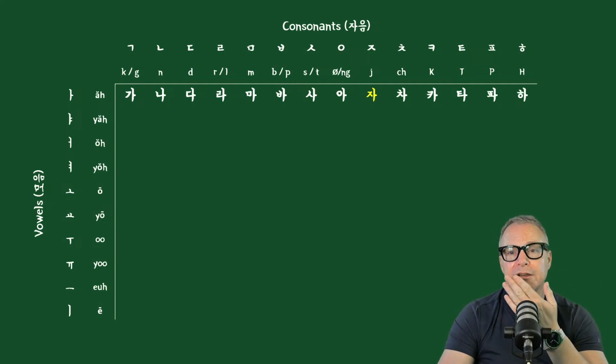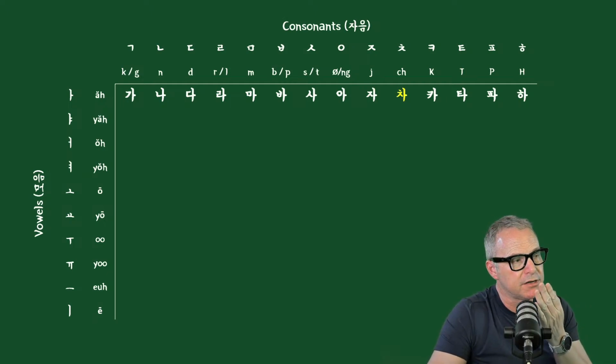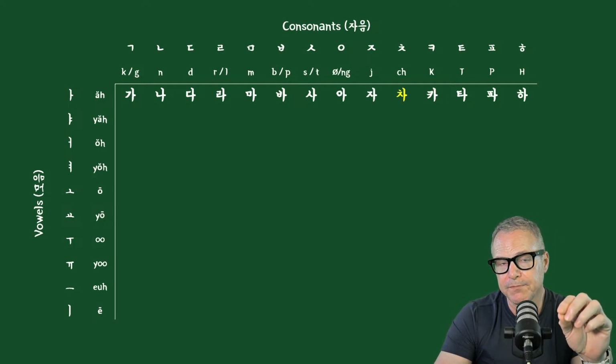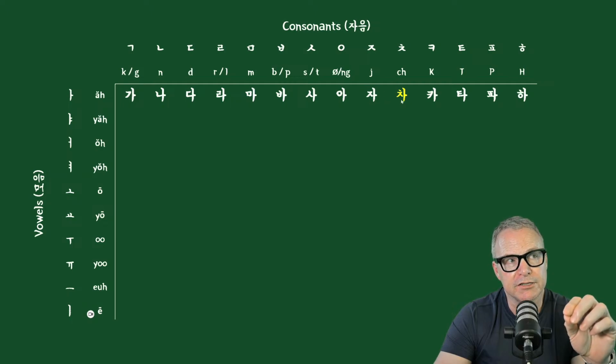Now I want you to put your hand in front of your mouth before you say the next one. Cha, cha. That puff of air that you feel on your hand, that is the hallmark of an aspirated consonant. I want you to notice the similarity too. Do you see how similar those two consonants look? You look at them up here at the top. You've got ja, cha. So the aspirated version has an extra little mark up there on the top.